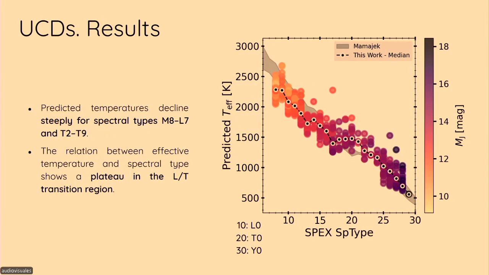Okay, and I didn't say it, sorry, but the dots that you can see in black with a white edge are the median effective temperatures that we predict for each of the spectroscopic spectral types. And in gray, what you can see is the empirical relation obtained from Mamajek for this same relation between effective temperature and spectral type. And you can see how the median values that we are obtaining evolve very well, with a very good trend, with this empirical relation by Mamajek.